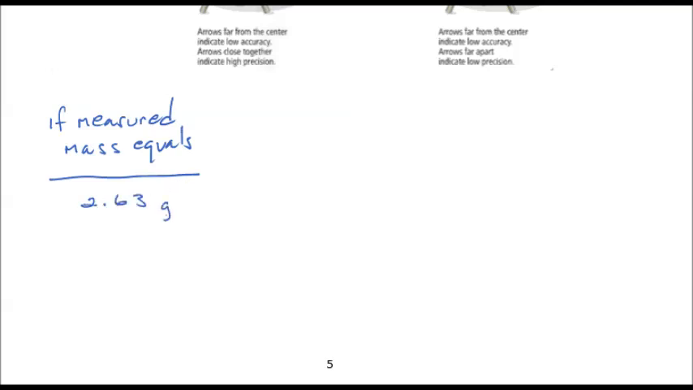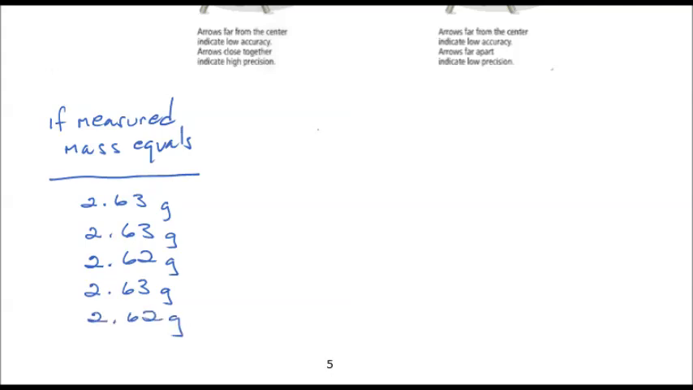So if a measured mass equals the following values: 2.63 grams, 2.63 grams, 2.62 grams, which is still pretty close, 2.63 grams, and 2.62 grams.